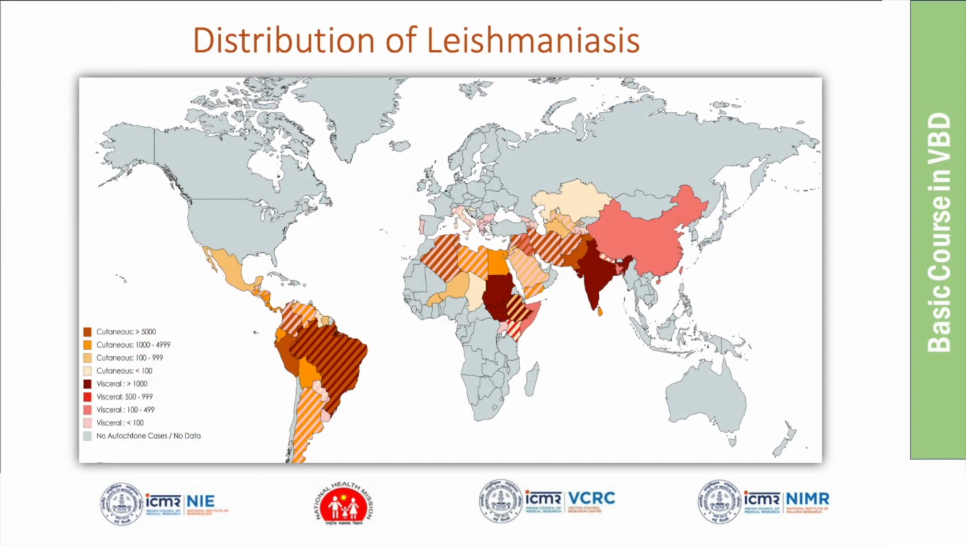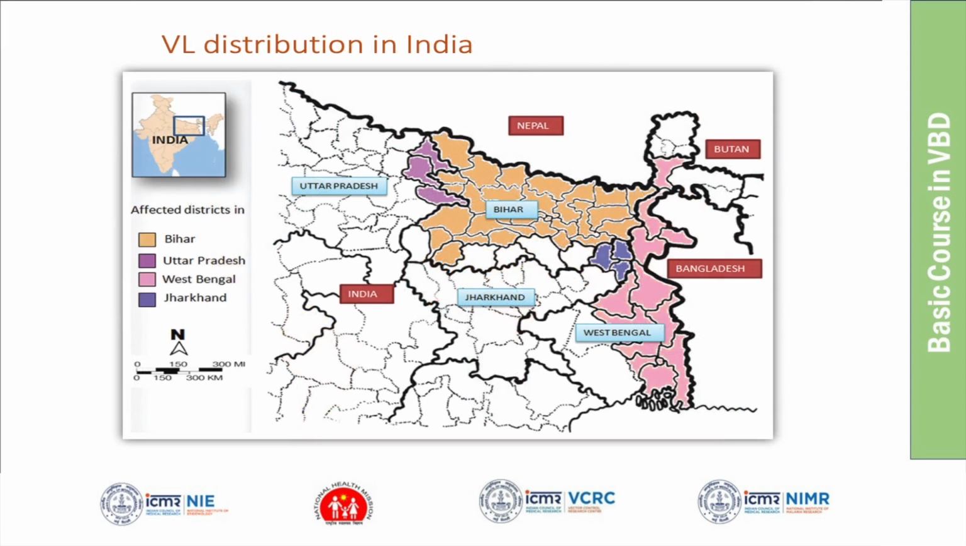This map shows the global distribution of leishmaniasis. You can see here the visceral leishmaniasis and cutaneous leishmaniasis in different colors. And in India, one can see the main problem is visceral leishmaniasis. This is the visceral leishmaniasis distribution in India. Mainly, the whole of Bihar is affected by visceral leishmaniasis, with some districts of Jharkhand, Uttar Pradesh and West Bengal also affected. And also the adjoining areas of Nepal, Bhutan and Bangladesh are affected by this visceral leishmaniasis.